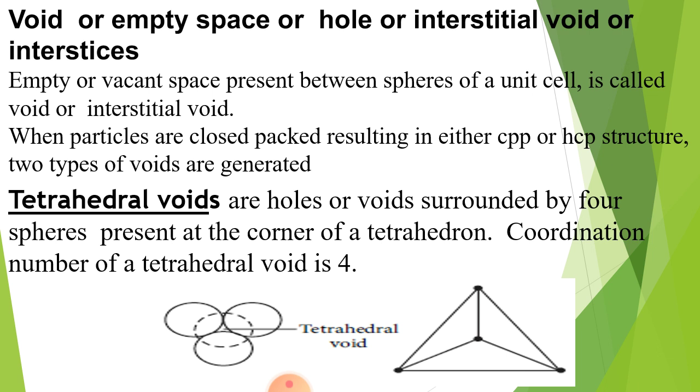Now, one more thing you have to learn: close packing in 3 dimensions. For SC, the coordination number is 6. For BCC, the coordination number is 8. And for FCC or CCP, the coordination number is 12.